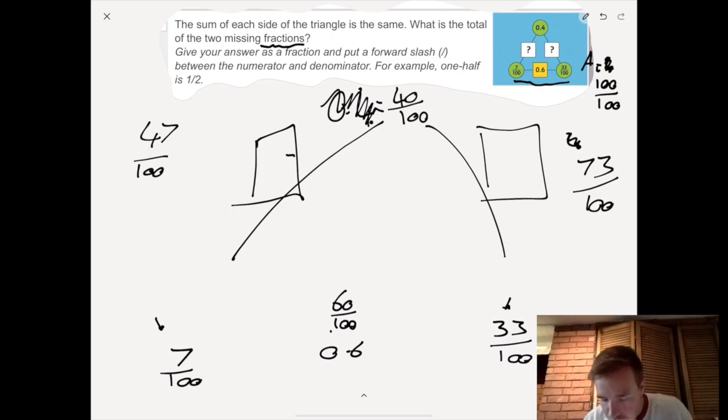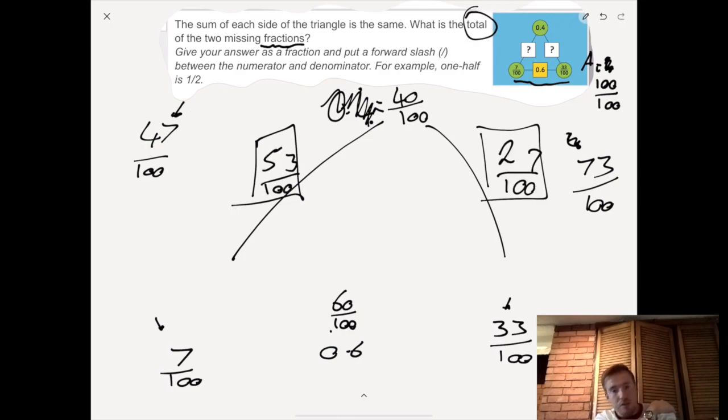When you add, again, think about it as pizza. If you had 53 pieces of pizza out of 100, and then you had another 27 out of 100, the denominator stays the same because it's still 100 pieces to make one whole pizza. So 100 can go in the middle. Adding these, that's what I'm doing now. 53 and 27. 3 and 7 is 10, 50, 60, 70, 80. 80 over 100.